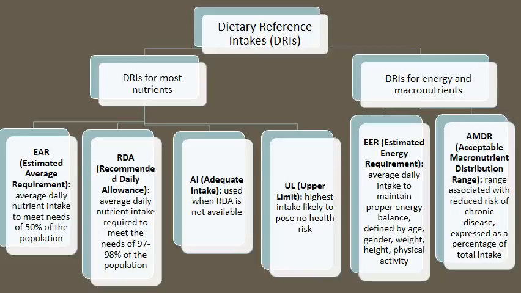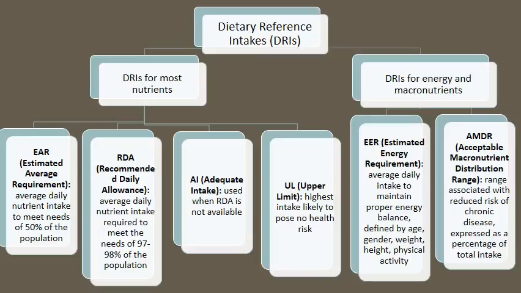The dietary reference intakes are further categorized into 6 different terms. So we have estimated average requirement, we have recommended daily allowance, we have adequate intake, we have upper limit, we have estimated energy requirement, and we have acceptable macronutrient distribution range. So there are a few that we see a lot more regularly. Those are going to be the recommended daily allowances, or the RDAs, and then the estimated energy requirement, or the EER, and the AMDR. But here's a quick definition for what each one of these is.